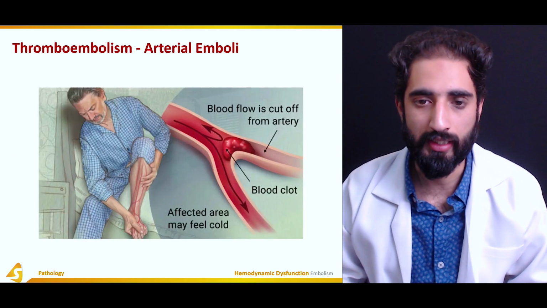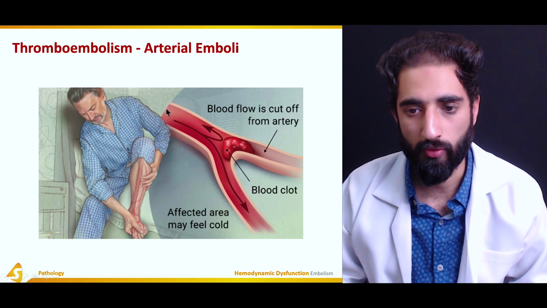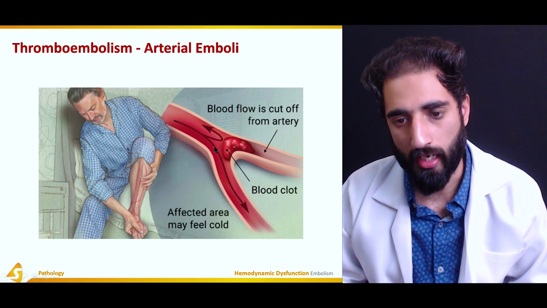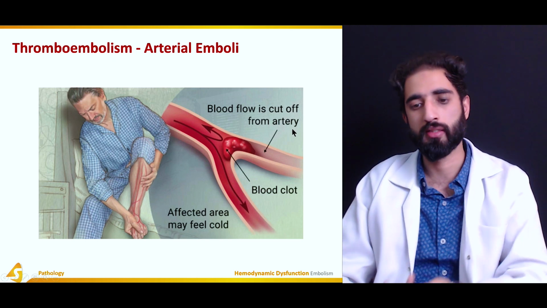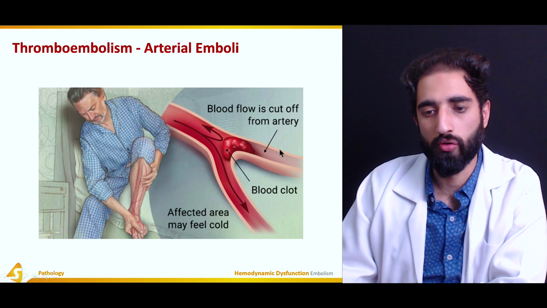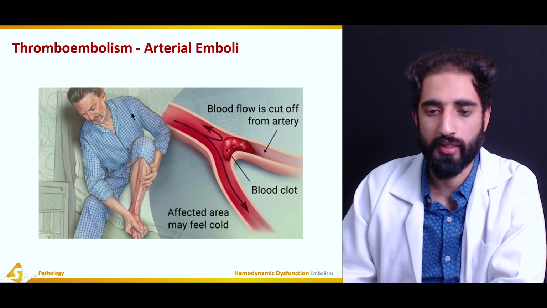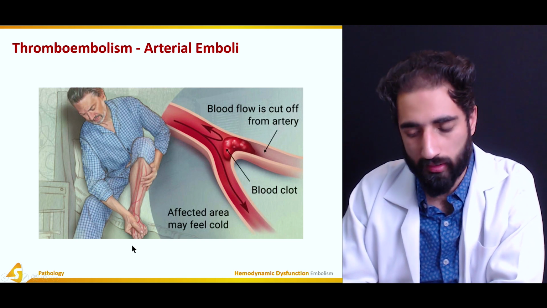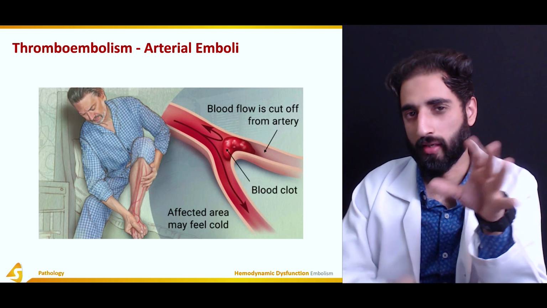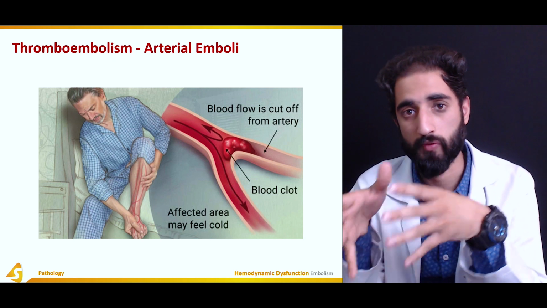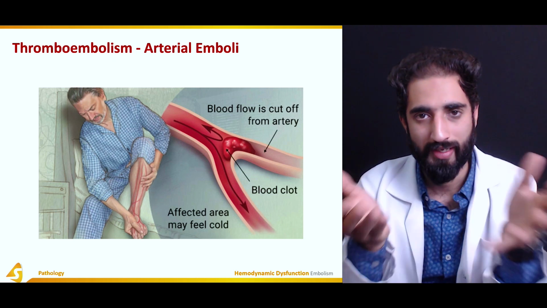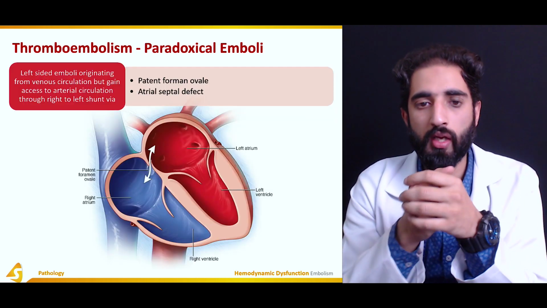So here you can see the thromboembolism or arterial thromboembolism. There is a dislodged embolus which is occluding this artery, and so there is no blood supply here, so the affected area may get cold. So you should understand the difference between pulmonary emboli and arterial emboli, because in pulmonary emboli, the origin was from the veins, and the arterial emboli, obviously, are a problem in the arteries.